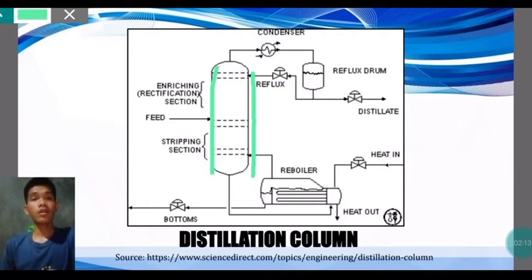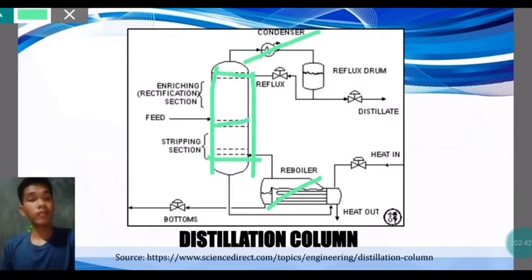Next is the column internals. Here is the column internals. Column internals such as trays, plates, or packings, which are used to enhance component separation. Next is the reboiler. The purpose of reboiler is to provide the necessary vaporization for the distillation process. Next is the condenser. Condenser is used to cool and condense the vapor leaving the top of the column.